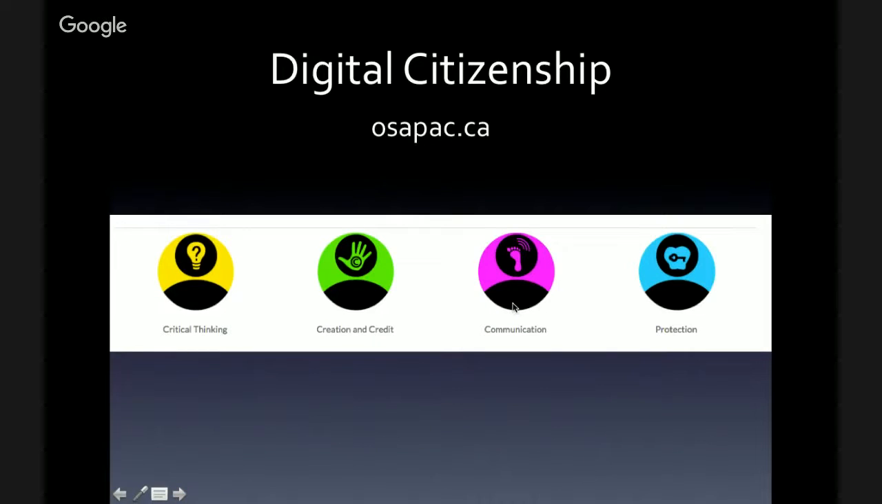Okay, so we mentioned the idea of digital citizenship. osapac.ca is a website that is a ministry website. So there's a lot of vetted resources here for us, which is really great. And they've broken digital citizenship into 4 main categories: critical thinking, credit and creation, communication, and protection. So what I'm going to do is actually flip out to their website so you can get an idea of what that looks like.